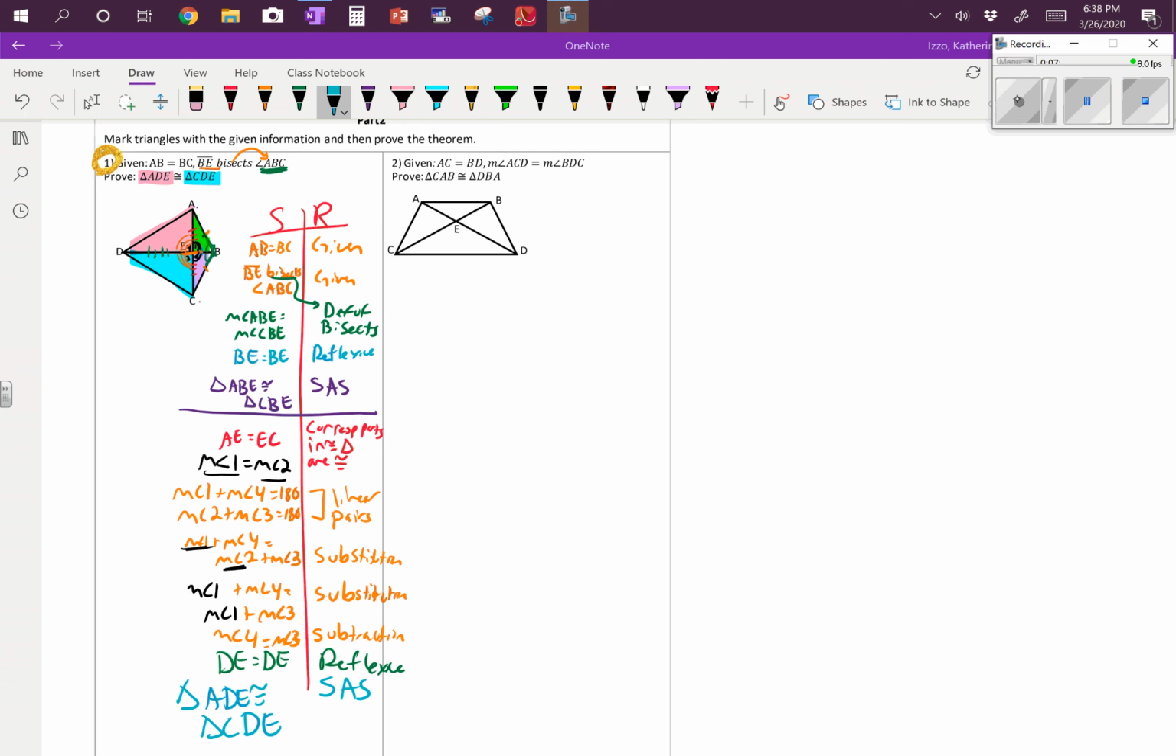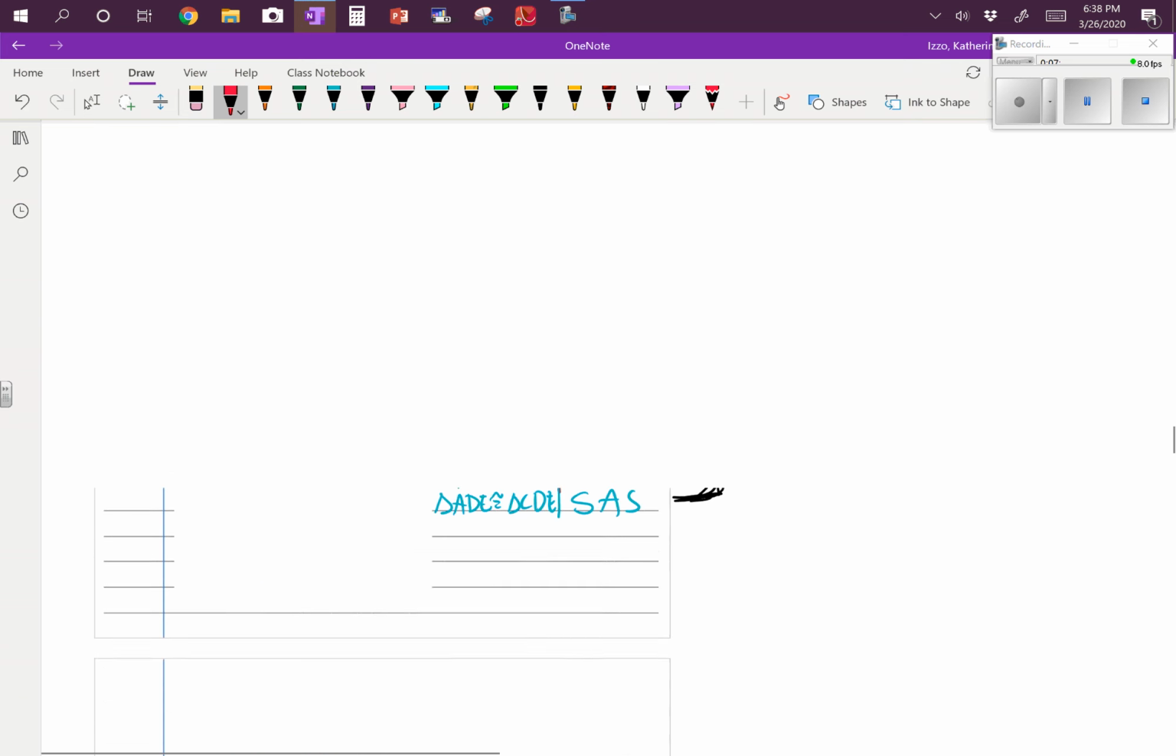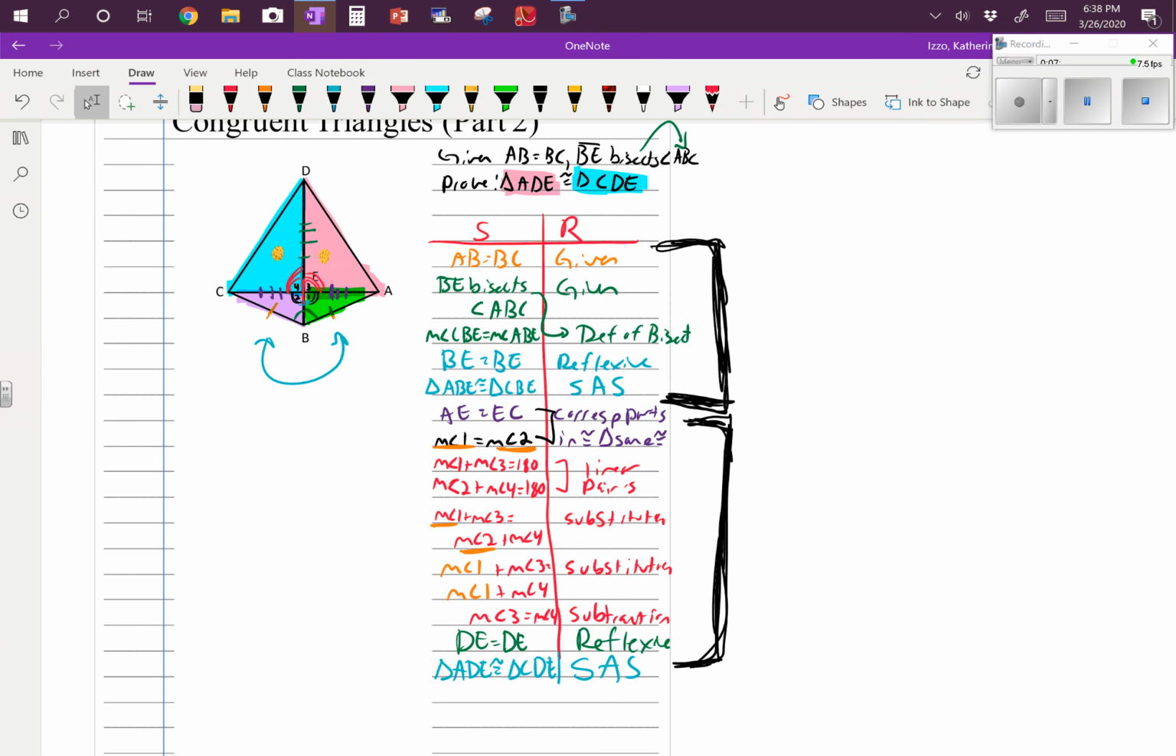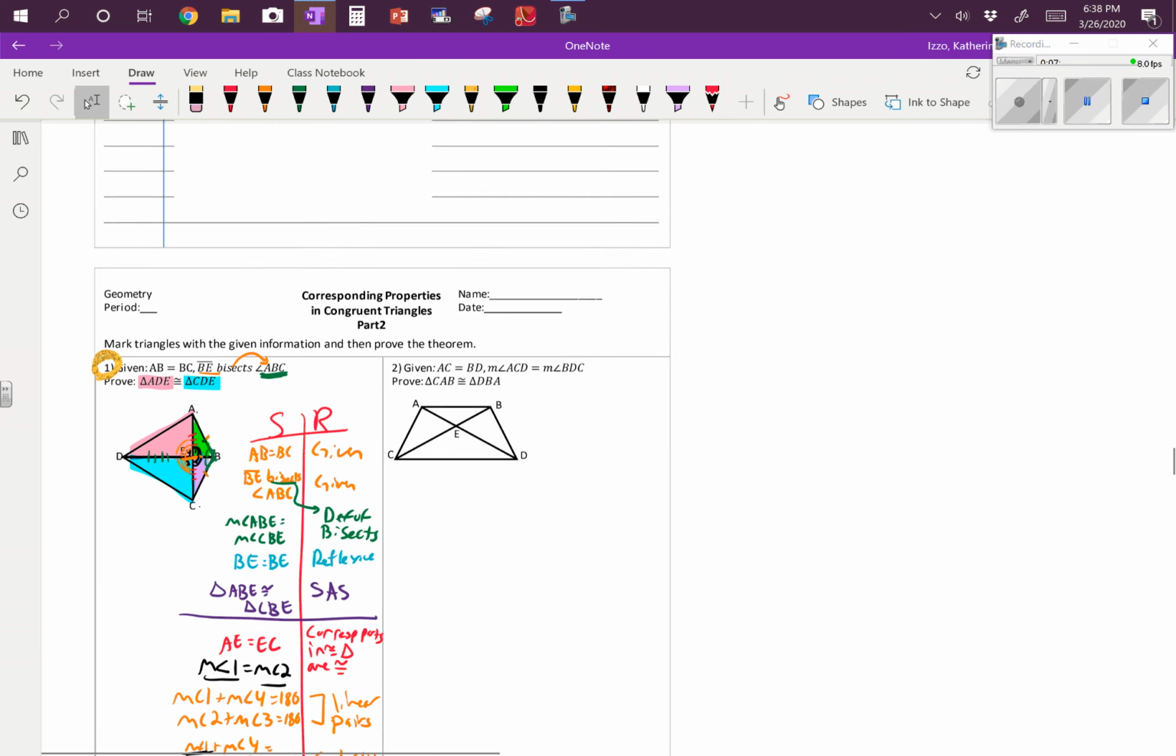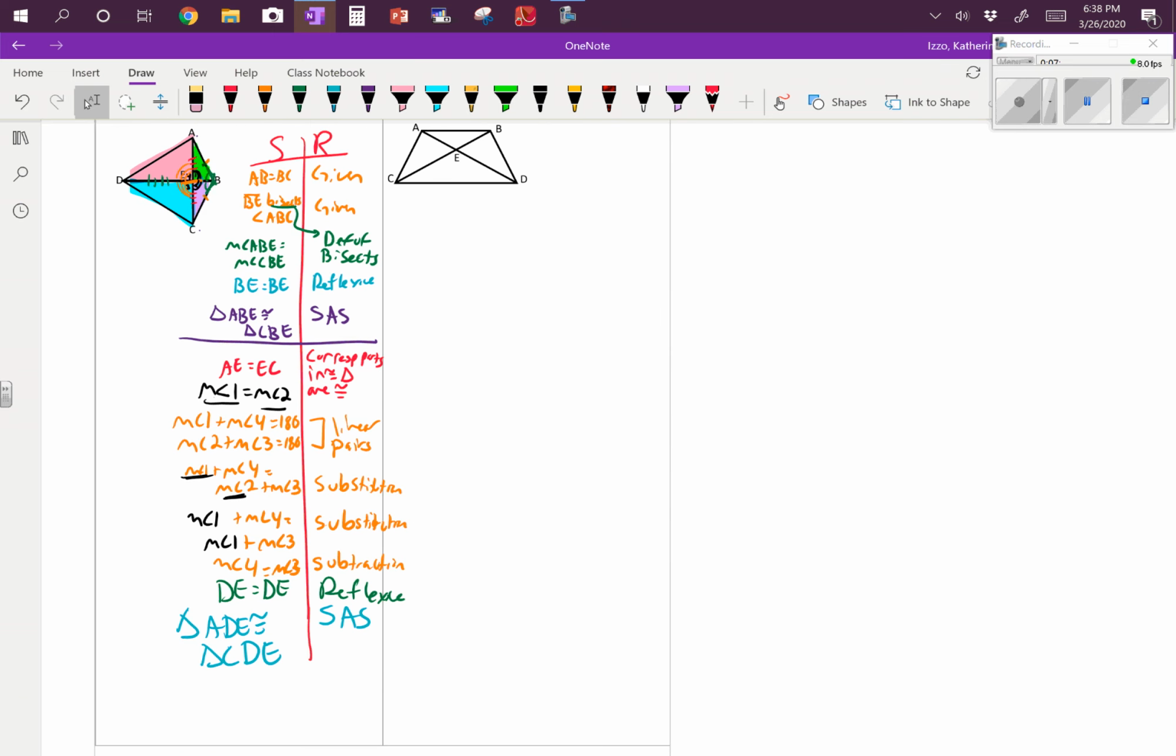Now, I went over that one pretty quickly, and the reason is because it's almost exactly the same as the one that we did in class. The only difference is I have rotated the whole thing. Everything else should be exactly the same.